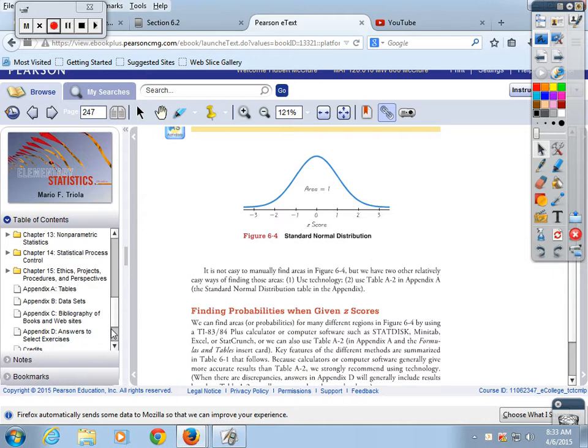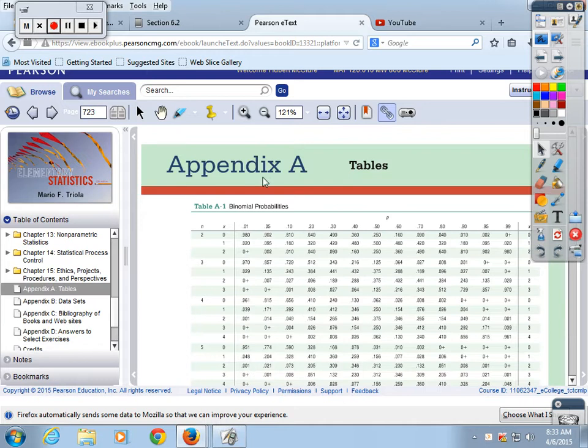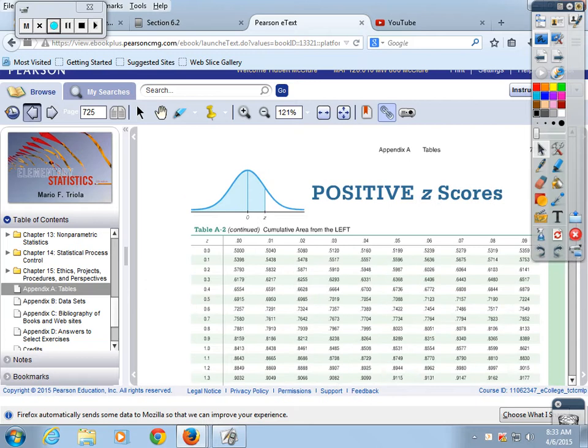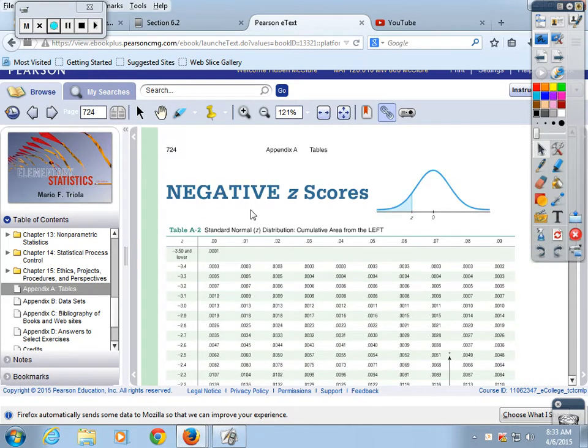Somewhere in here there's a table. There it is. A, and then go to A2. It's the one that says negative z-scores and positive z-scores. If you do not have a book or a table, you can easily Google it by typing in Triola and then whatever edition this is, and then put z-table, and then it'll pull it up, and then you print it out.